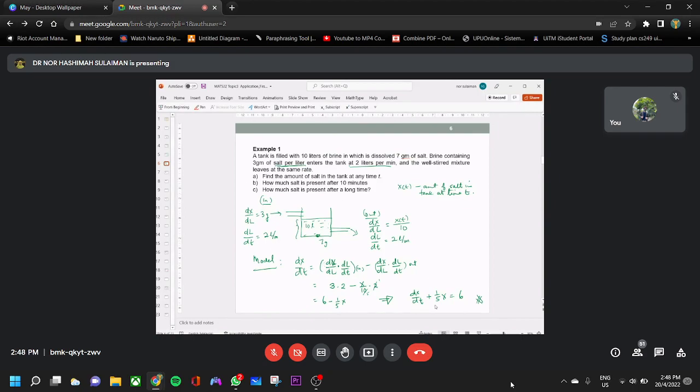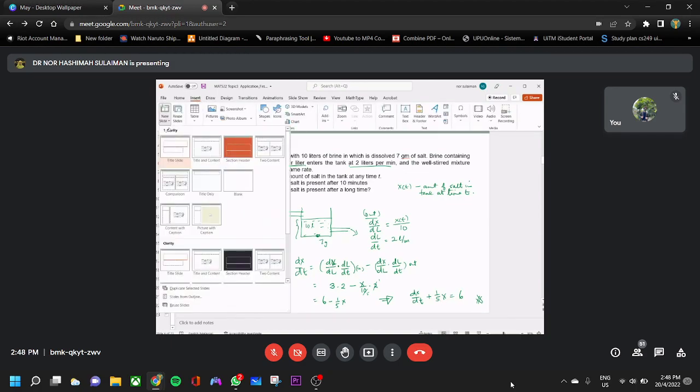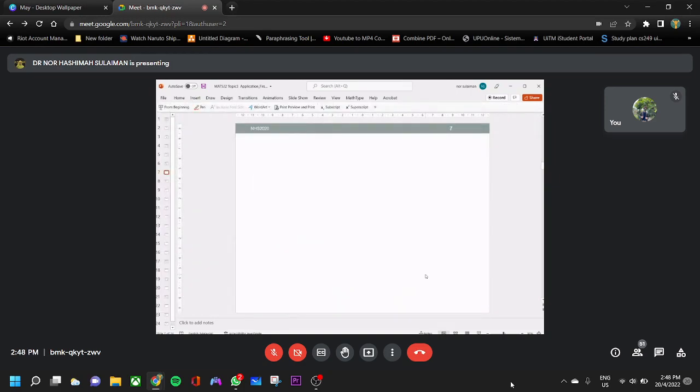Okay, right. So once we have the model, we want to solve the differential equation. So the model is dx/dt plus 1/5 x equals 6, right? And this is a what? Actually there are other ways to solve this, but let's assume it as linear. You can also consider it as another type of differential equation, but let's treat it as linear.